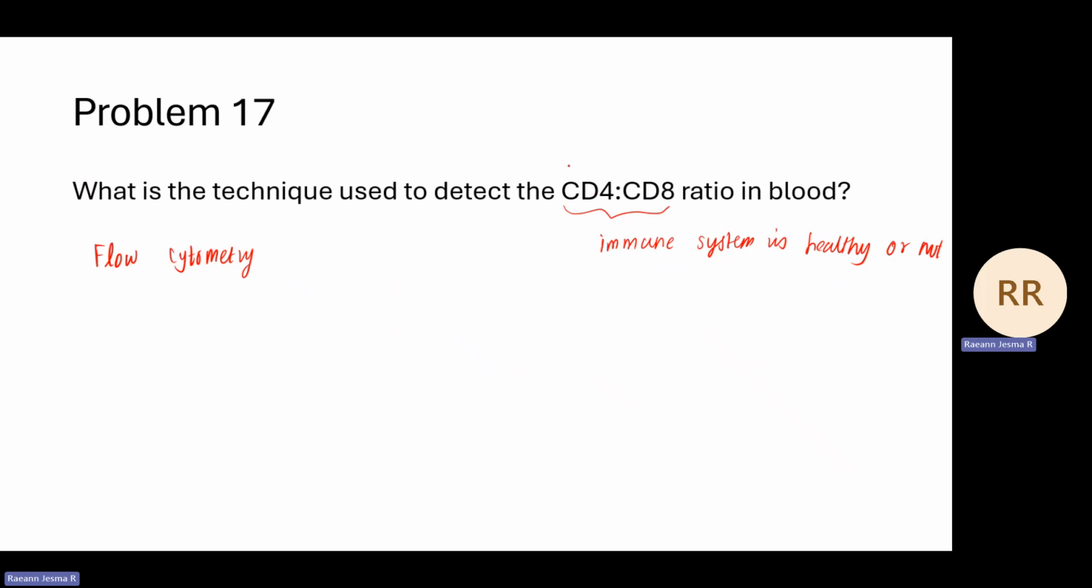Here the CD4 cells are also known as CD4 lymphocytes or T helper cells, also T cells. What they will do is they will stimulate other immune cells in order to bring about some immune response. Then CD8 are the cells which are used to fight the infection.